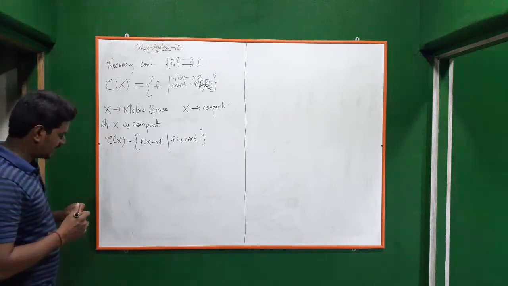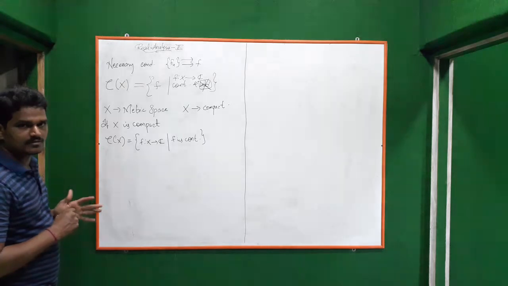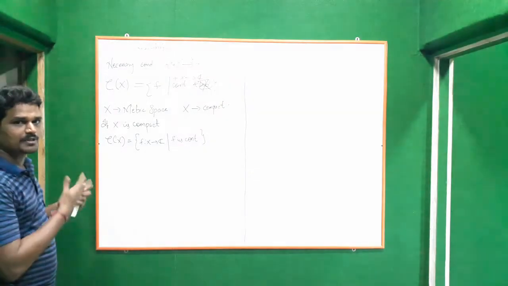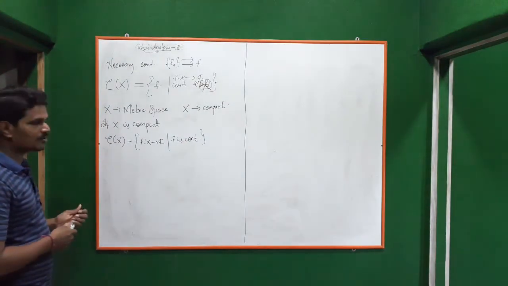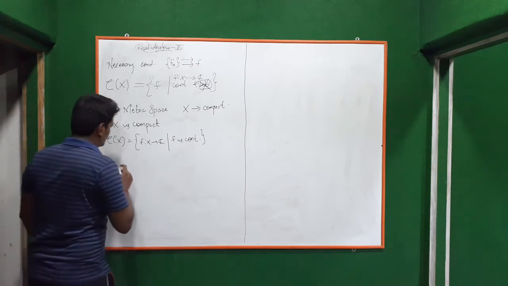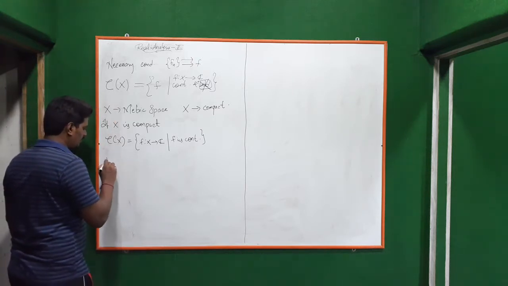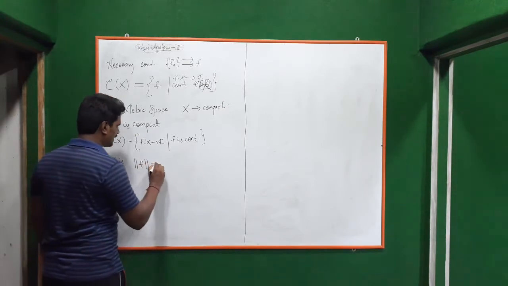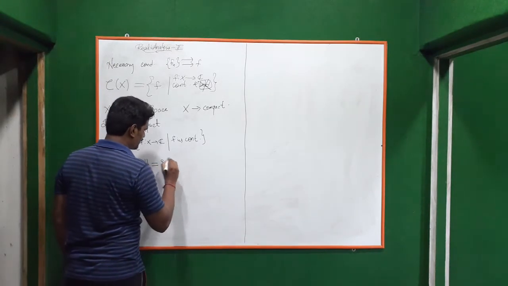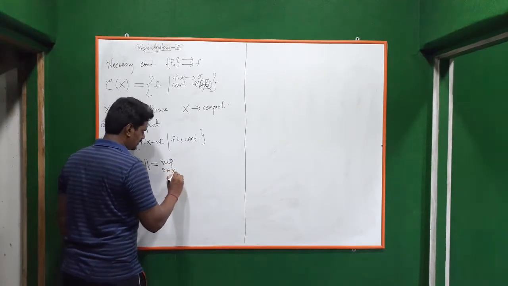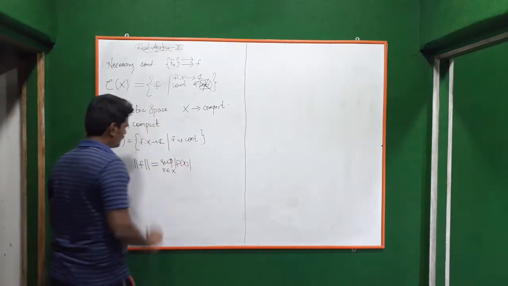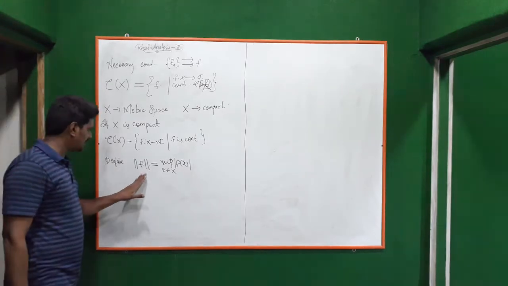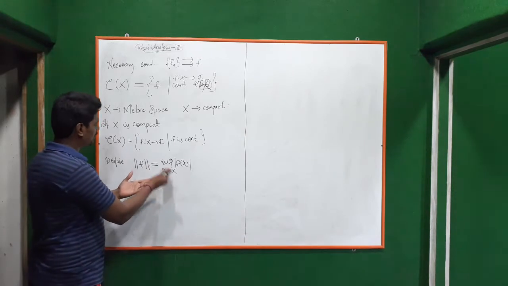Clear? Now we will define some norm on this. Whenever we define some set or class, we have to give the norm or metric so that we can say something more about this set. Okay, fine. So let us define the norm of f in this set as the supremum over x in X of mod f of x. This norm is defined as the supremum among all the elements in this set.